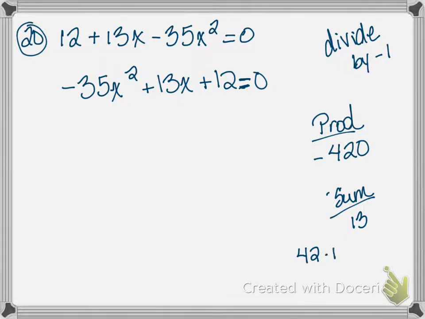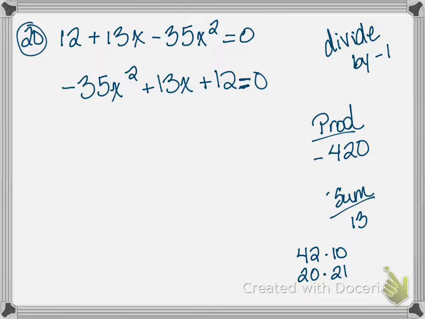I'm not going to be able to get positive 13 out of 42 and 10. So another one that I would think of, 20 is going to go into this pretty nicely. 420 divided by 20 is going to give me 21. So those are not going to be the numbers that I can use. 20 and 21 are not going to give me a sum of 13. So let me divide 420 by 15, and let's see what happens if I divide by 15.